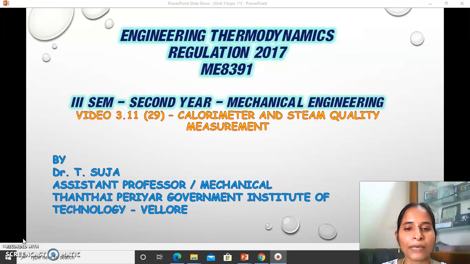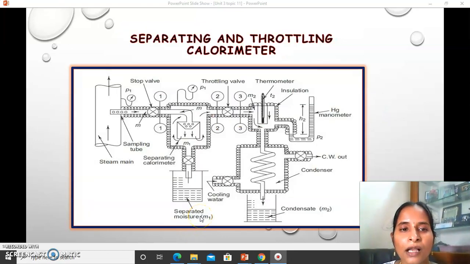In the last video I talked about the importance and the working principle of the throttling calorimeter. Now in this video we will continue with some more calorimeter types and their working principles. Here you are seeing the slide which shows the line diagram of the separating and throttling calorimeter. You know very well how the throttling calorimeter works.